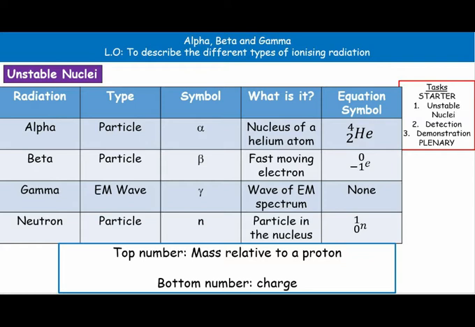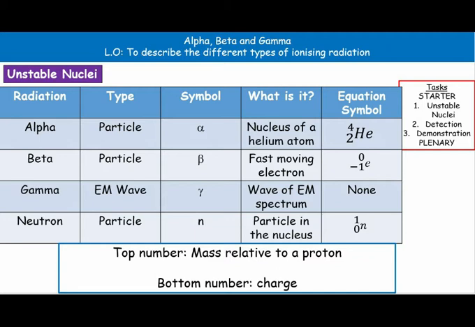So if we look at alpha first of all, then this is a particle. So we've got the little symbol there for alpha. So I suggest you practice drawing those as well. Now, in terms of what an alpha particle actually is, it's the nucleus of a helium atom.